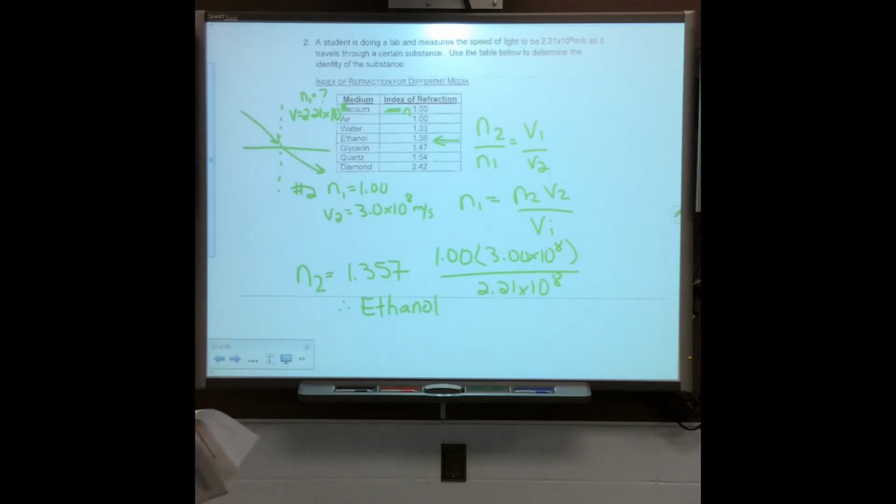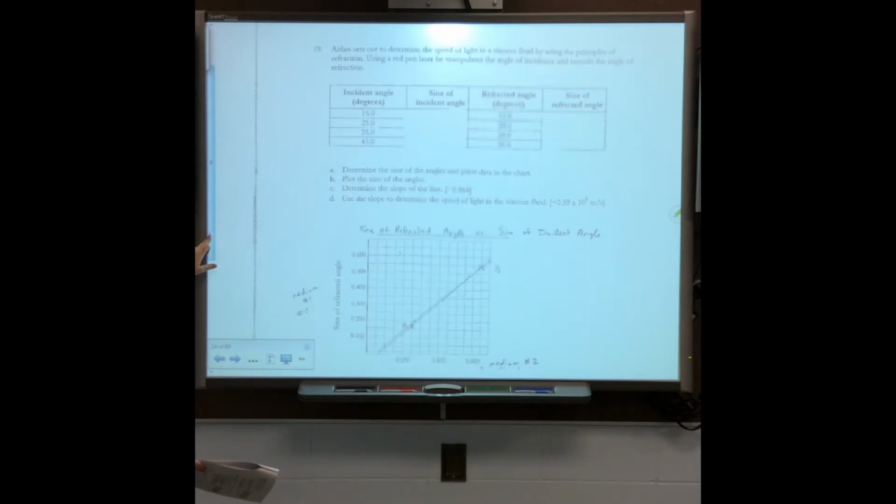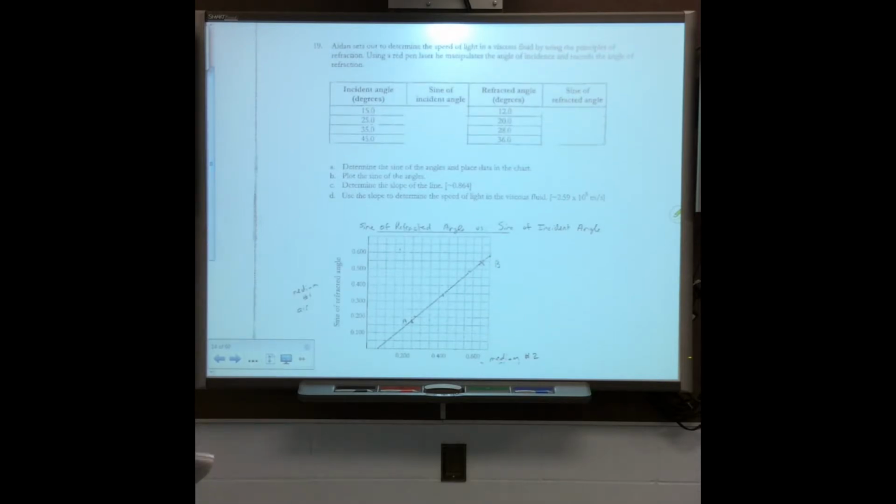All right? So I'm going to leave you here to work on these questions. Do a couple. There's more to this section, and I'm going to keep going on. So here's another way of figuring out index of refraction and various parts of Snell's law.